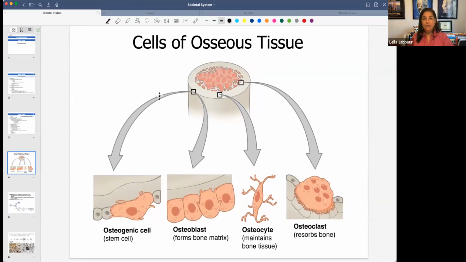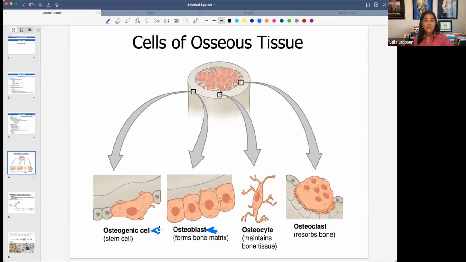I'm going to dive right into talking about the cells of bone tissue, which is also called osseous tissue. These cells have different functions. We need cells that produce bones and cells that remodel bone by resorbing it. Cells that produce bone are called osteoblasts. And the original cells that become osteoblasts are called osteogenic cells.